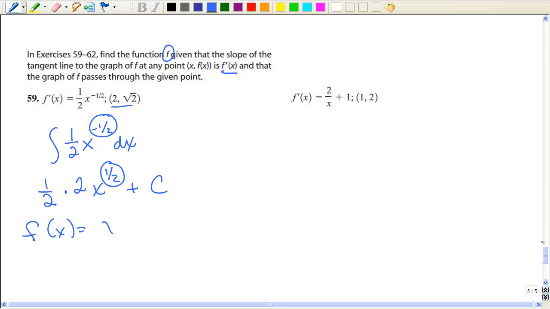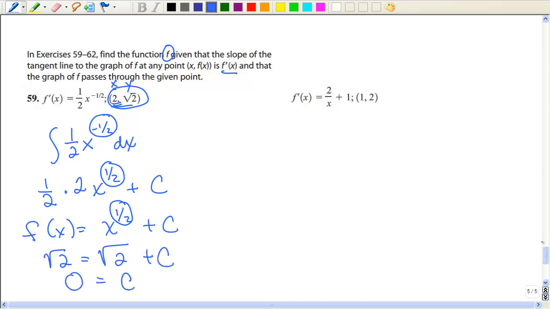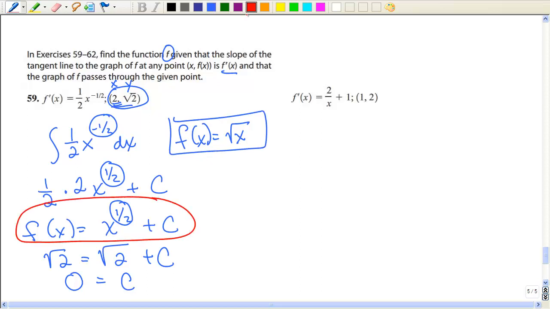So my function is this. Then I need to plug those values in. This is x, this is y, so the square root of 2 equals, now remember that's a square root sign, so we have the square root of x, and x is also 2, plus c. So c in this case is 0, so my function is the square root of x. I'm going back here. The half power is the same as the square root, and c was 0.